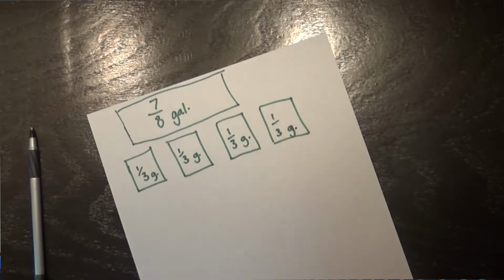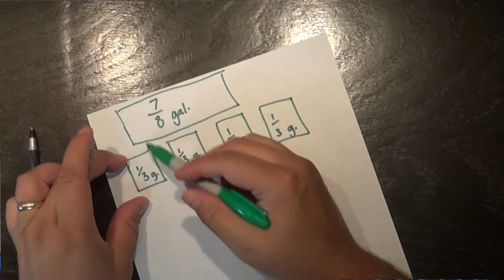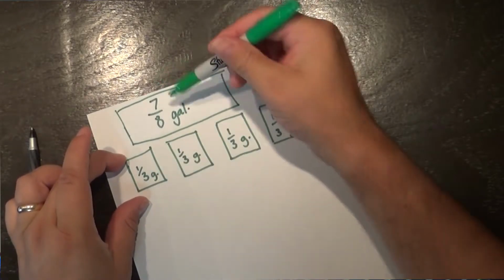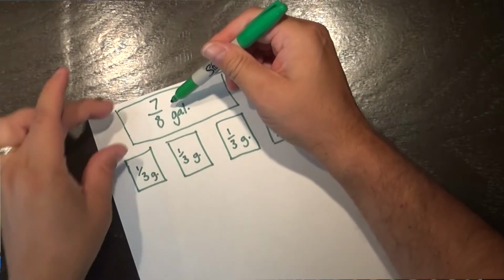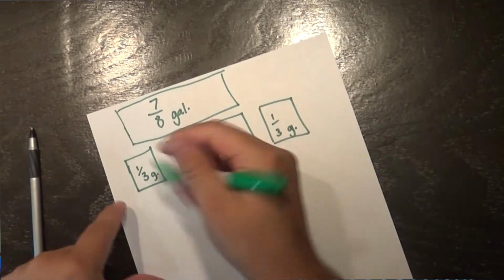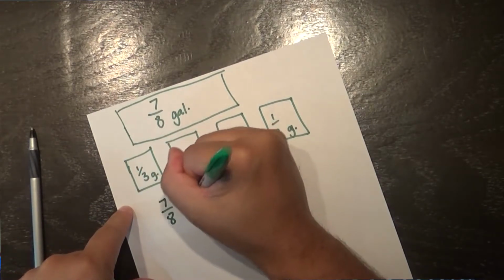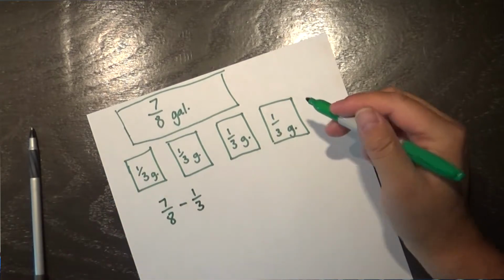So one thing that we may want to think of, if I have 7/8 gallon and I'm pouring it in here and it's going to fill up 1/3, think about what that's doing to my 7/8. It's subtracting or taking away 1/3. So let's do that as a math problem. We have 7/8 gallon minus 1/3 gallon.